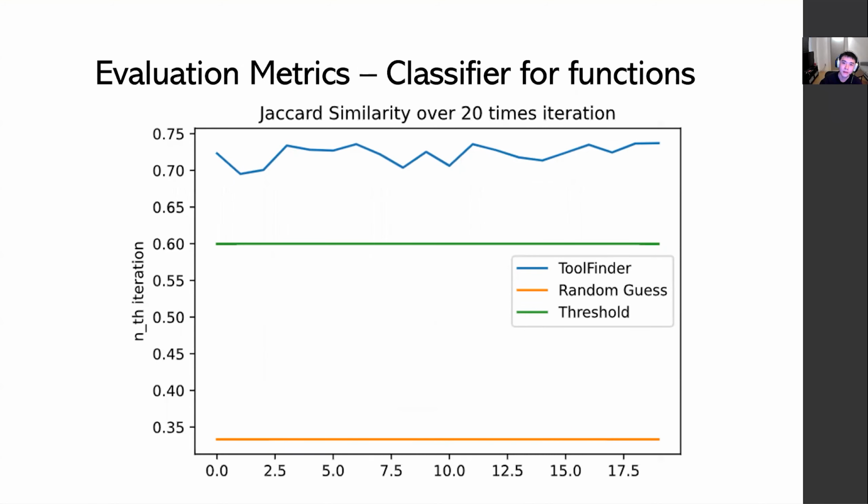Then let's evaluate the classifier for functions. The following picture shows the 20 times iteration for the support vector machine, and it compares the Jaccard similarity. As I said before, the threshold we set for this project is 60%, and for a 3-class random guess, it would be 33%. The blue line shows our accuracy, which is generally over 70%. This result shows that over 70% of the test cases have been correctly classified. So I believe the classifier for functions is a huge success.